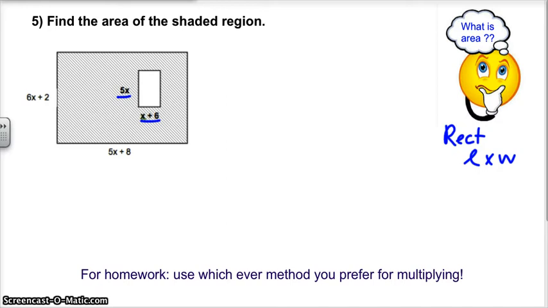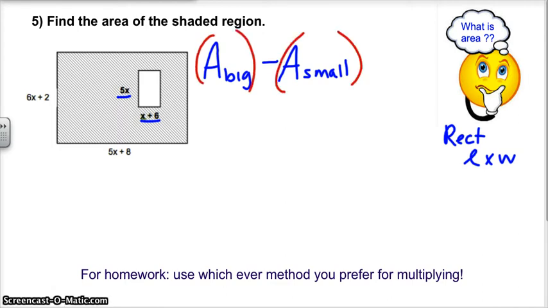If I want to find the area of the shaded region, then I need to take the area of the great big one, and I need to subtract away the area of the small one. Find your answer for the big, take out your answer for the small. So you're going to have some multiplying here, and you're going to have some subtraction.